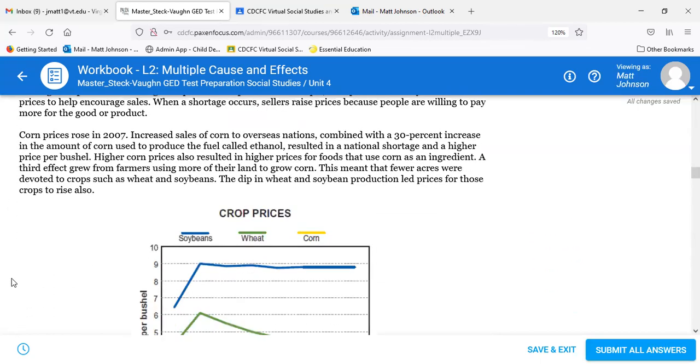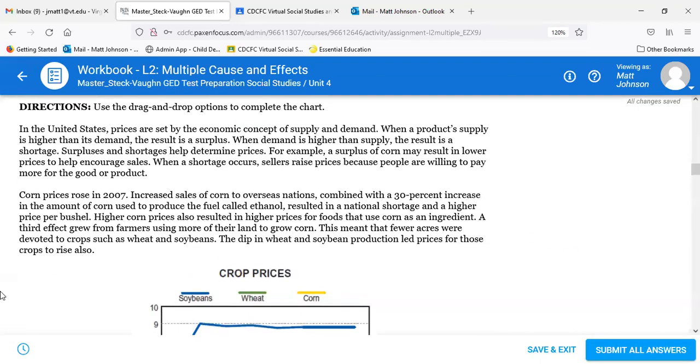And then we have crop prices. Etta, you want to read our passage here on crops, supply and demand? Okay.